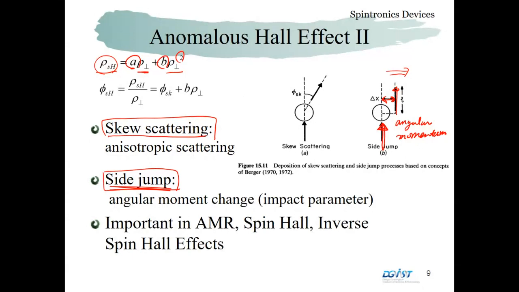This side jump concept is not easy to understand from a classical point of view. But just to think about it, if you have a charged particle here and another charged particle here, there is some distance between them. Then they have some kind of scattering. This distance is what we call the impact parameter.